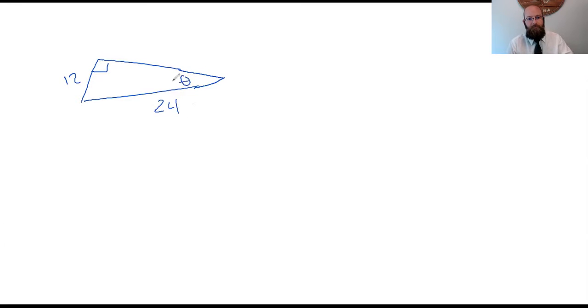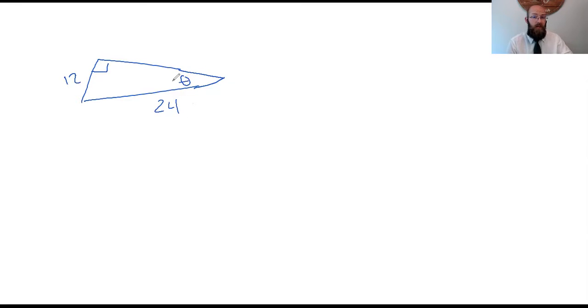This one looks just a smidge different, right? So there's a flat line there. I come up a little, and I go over. Well, let's keep going. Look at that. And here is my 90. This is 12, and this is 24, and this is theta.